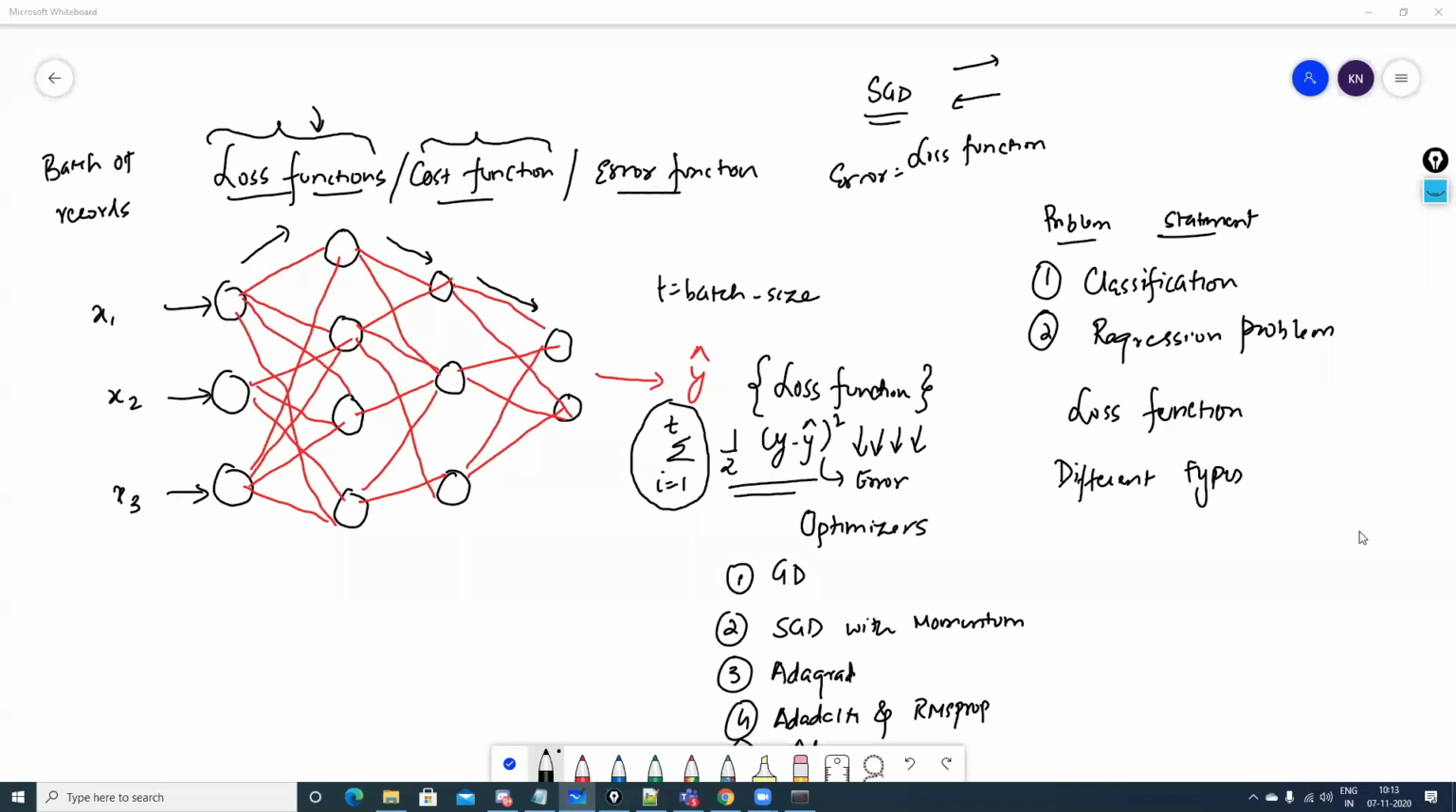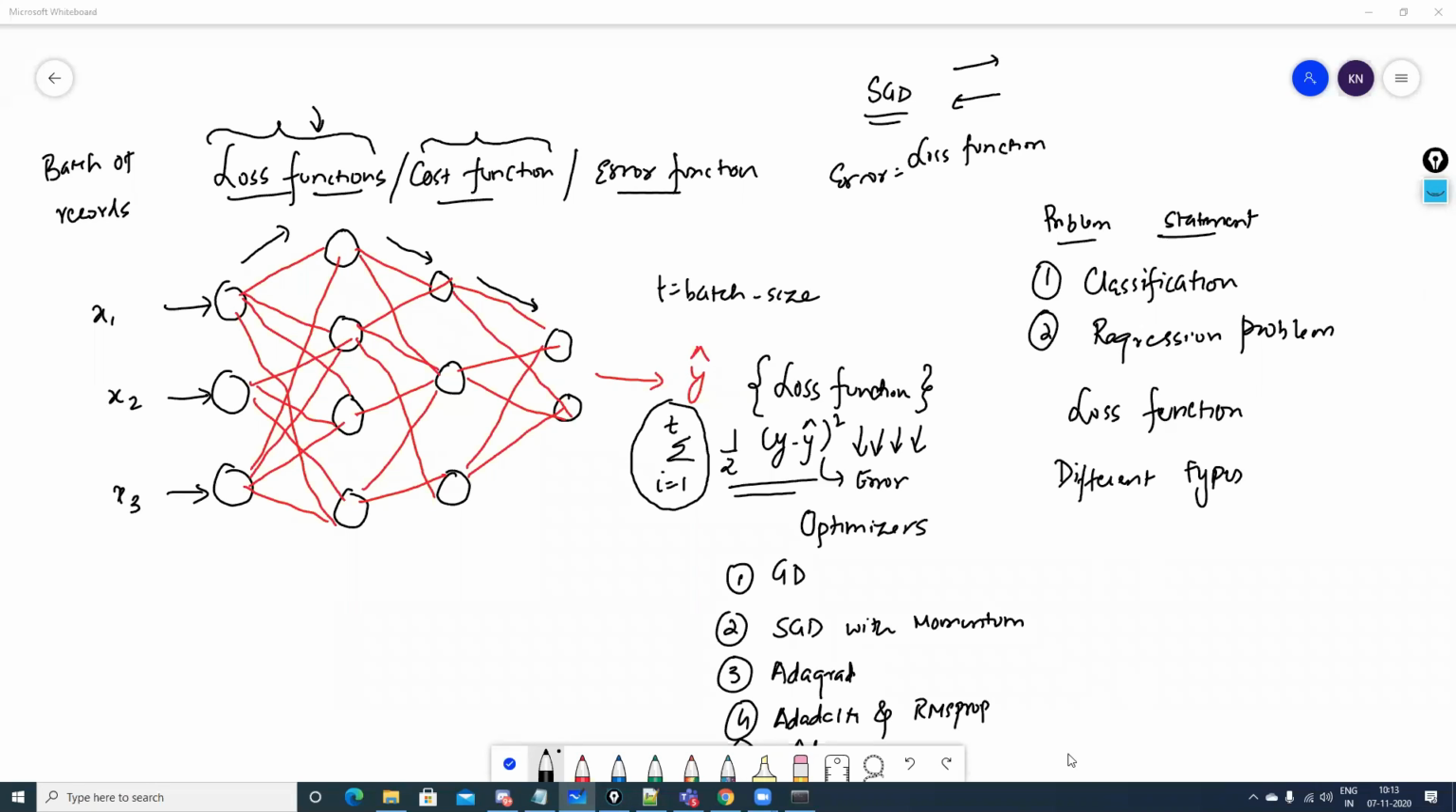Okay, perfect. Thank you. But I hope you understood this particular topic. What is the difference between loss function and cost function? Error function, we basically say error function as one kind of error. This error function can be called as a loss function or cost function.